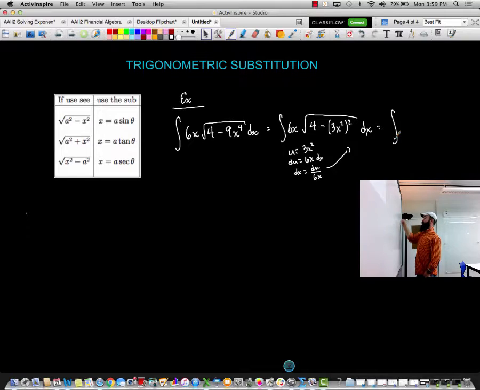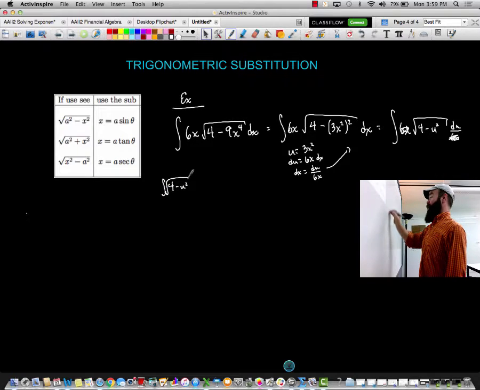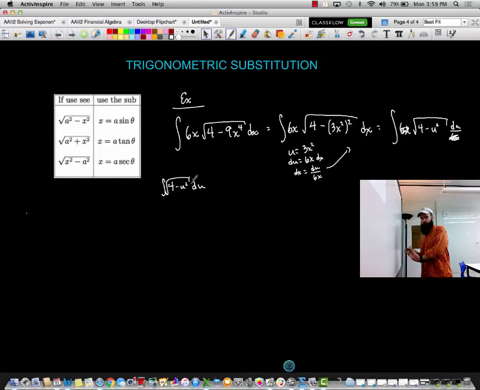And that would be the 6x down here and the 6x from the du. That'd be 6x times the square root of 4 minus u squared now times du over 6x. And those 6x's cancel out quite nicely. So what I'm left with is the antiderivative of 4 minus u squared under a square root. Now, this, again, is an immediate trig substitution. If I tried to do a u substitution, it wouldn't help, but trig substitution works quite nicely.